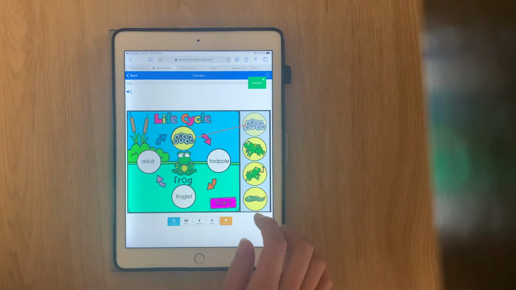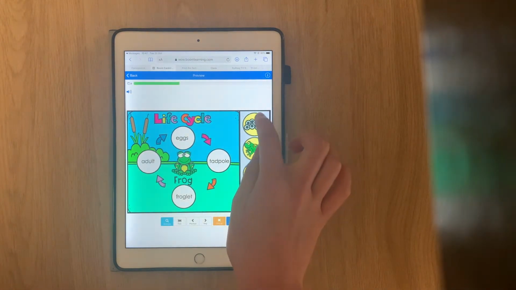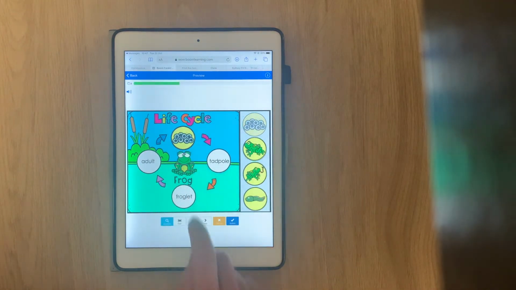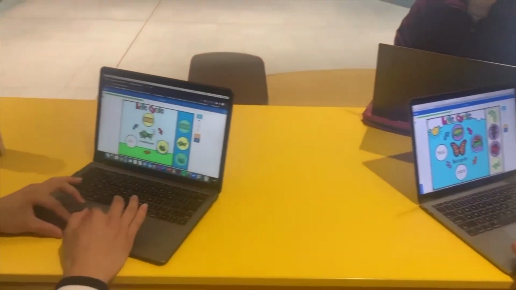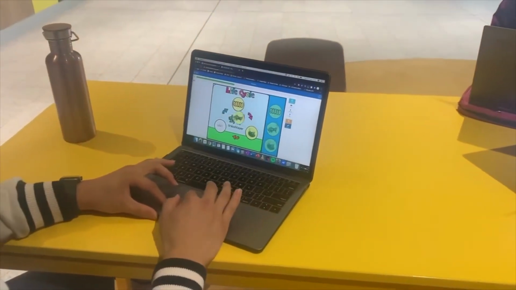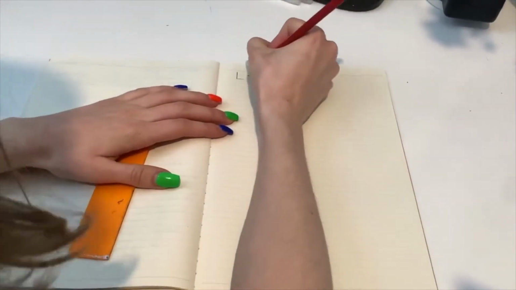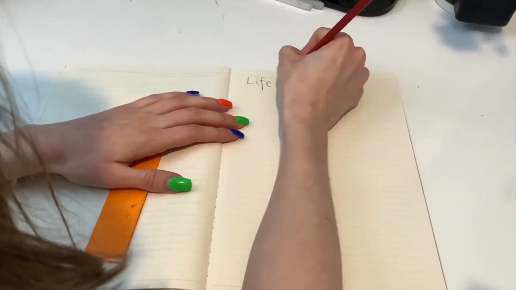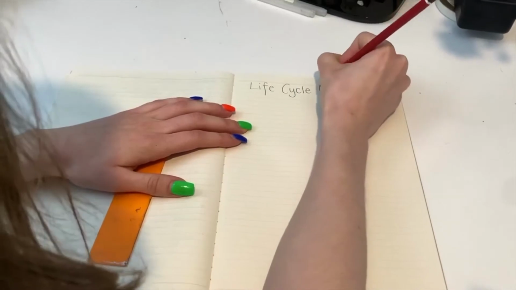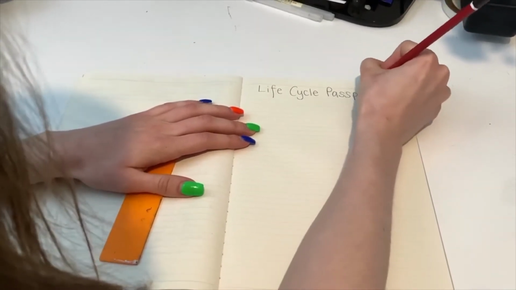This station has a major focus on the use of technology. Therefore, teachers will need to access iPads, laptops, or a smartboard for students to complete this station either individually or in groups. Before the students do the activity, they will draw in their science journals. They write the title, Life Cycle Passport, and do today's date.